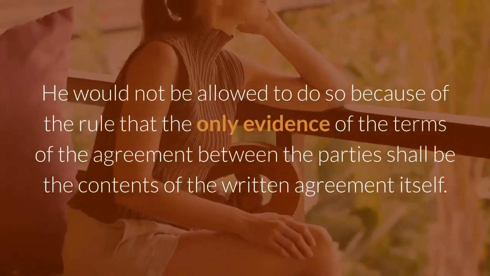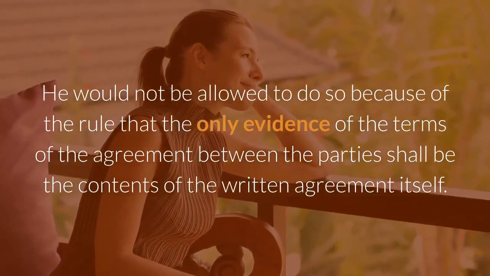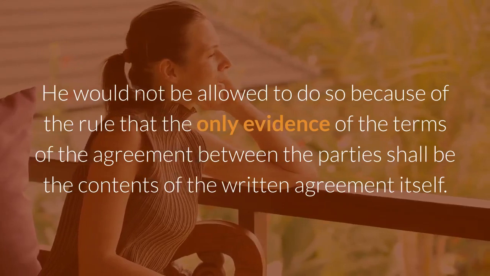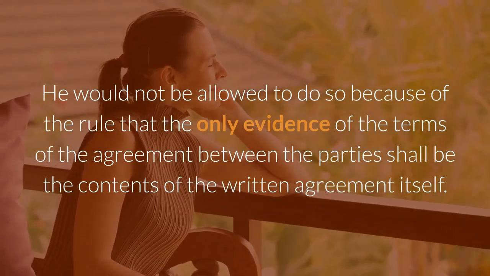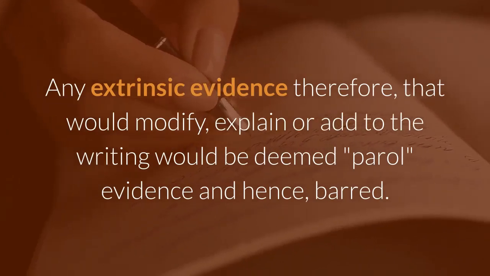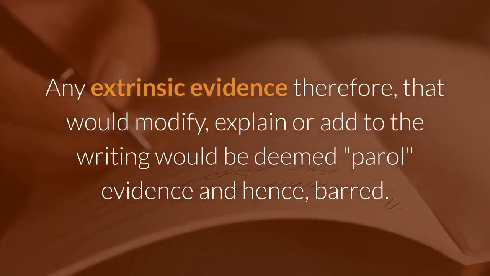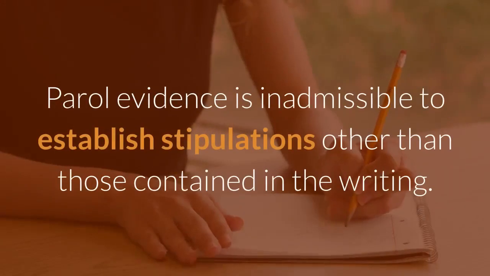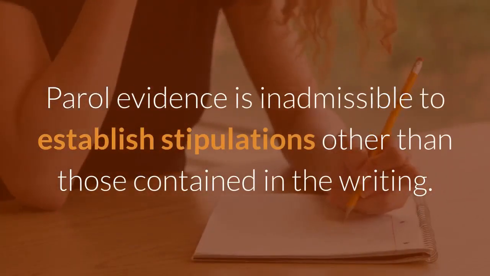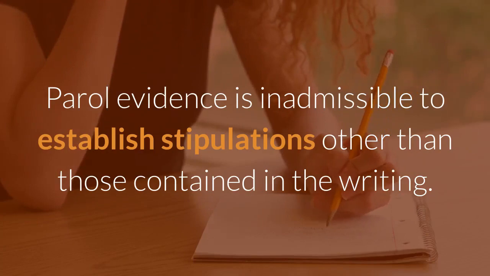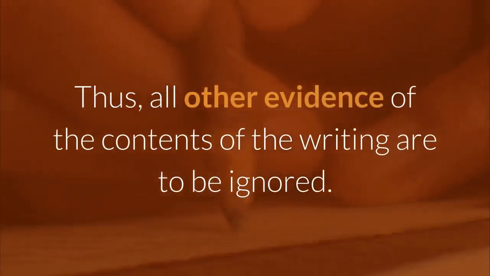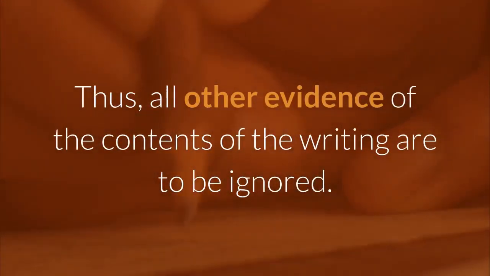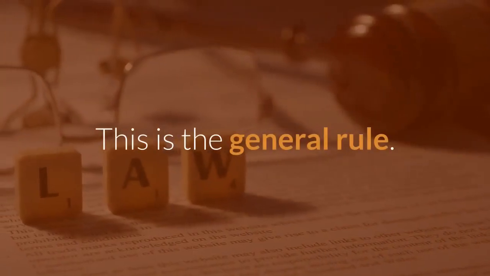He would not be allowed to do so because of the rule that the only evidence of the terms of the agreement between the parties shall be the contents of the written agreement itself. Any extrinsic evidence, therefore, that would modify, explain or add to the writing would be deemed parole evidence and hence barred. Parole evidence is inadmissible to establish stipulations other than those contained in the writing. Thus, all other evidence of the contents of the writing are to be ignored. This is the general rule.